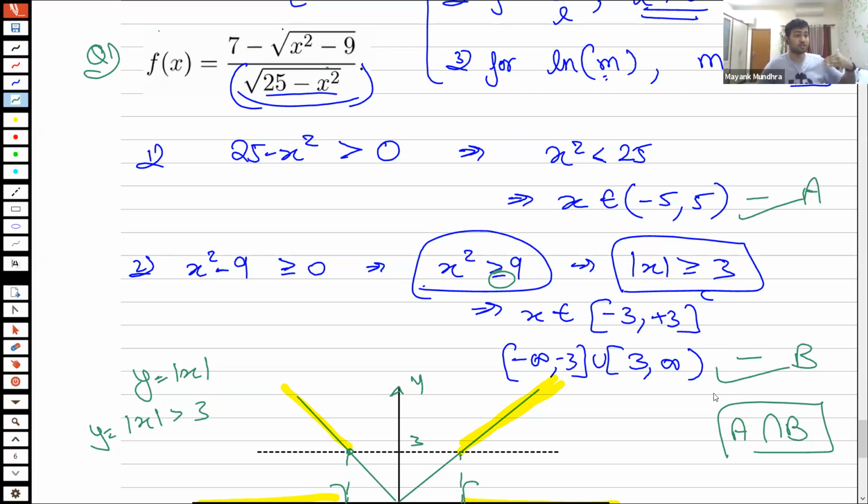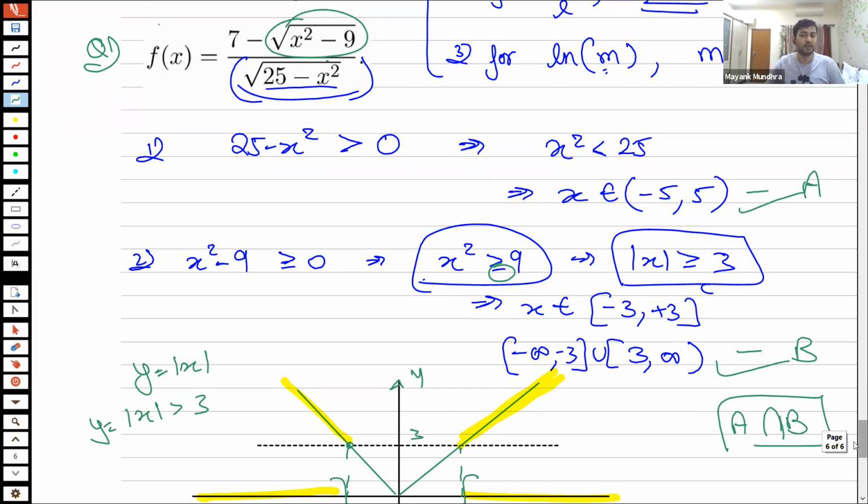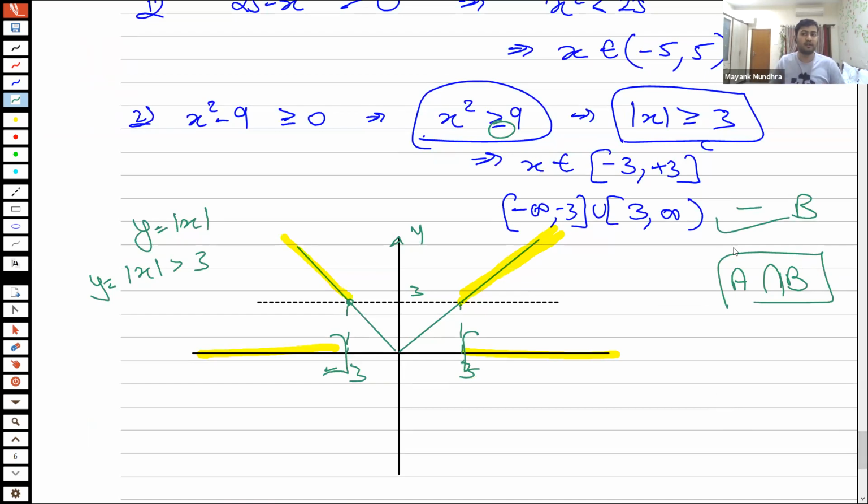Because if anything goes wrong, if A is satisfied but B is not satisfied, then the thing inside the under root will become negative. So that's not allowed. I want both conditions to be satisfied. So if I want both conditions to be satisfied, it's going to be A intersection B. The final nail in the coffin is you just take the intersection of these two sets.